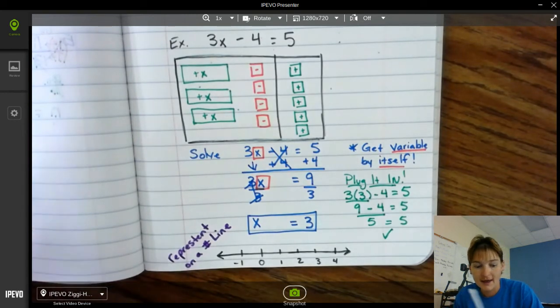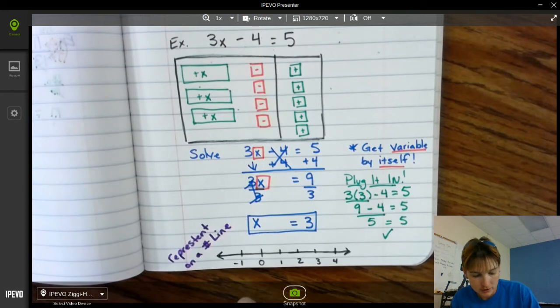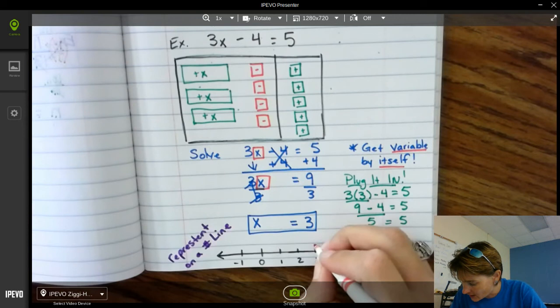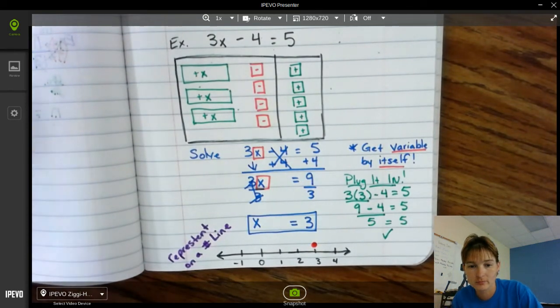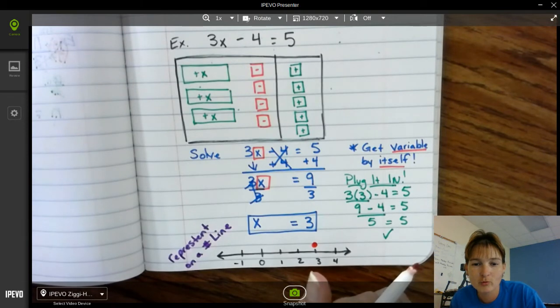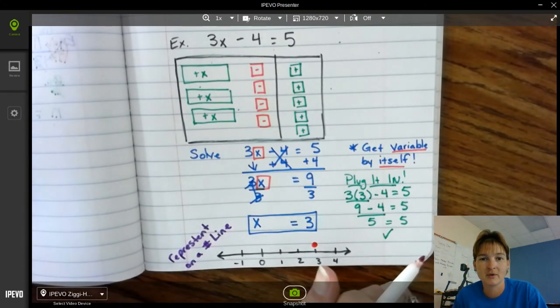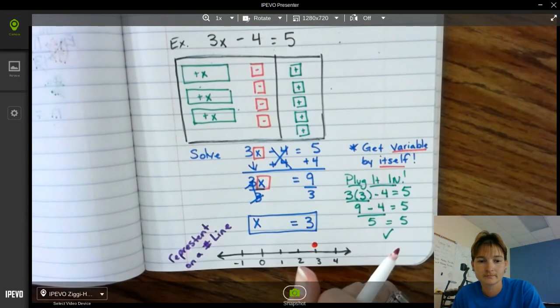Okay, and the value of x is 3. So we're going to just simply put a dot at 3 because that is what it equals. And the number line will become more important whenever we start looking at inequalities later on this week.